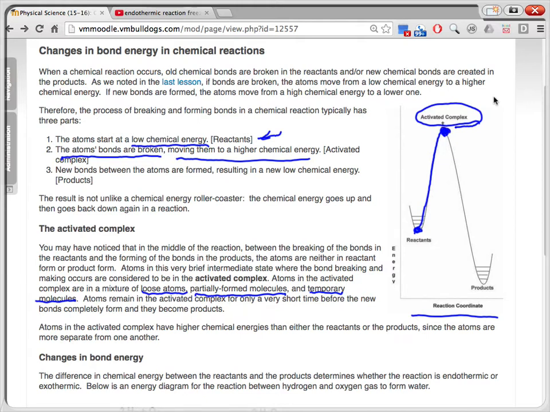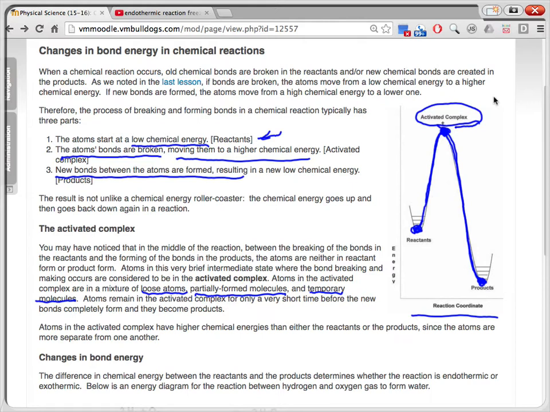But now we have to form our new bonds. So step 3 is the new bonds between the atoms are formed. And when those new bonds form, the chemical energy is going to drop again, and so it's going to reach its new spot here. So this is sort of the steps that happen to the bond energy in the process of a chemical reaction. In the reactants, they start off bonded together. They're at a fairly low chemical energy. We have to spread them apart, and as we spread them apart, the chemical energy rises, and then we start putting the bonds together again, and when it forms new bonds, that chemical energy is going to drop again because it wants to reach the lowest possible potential energy that it can.